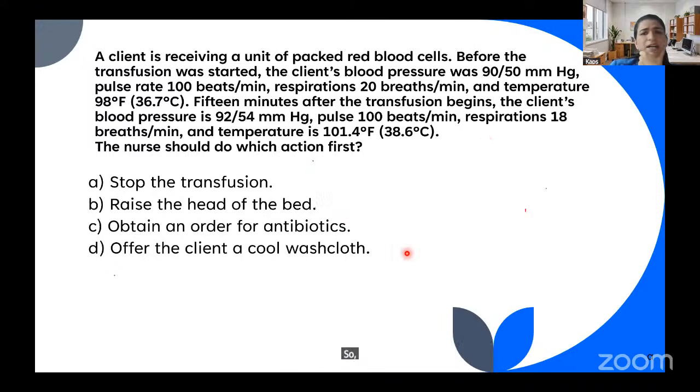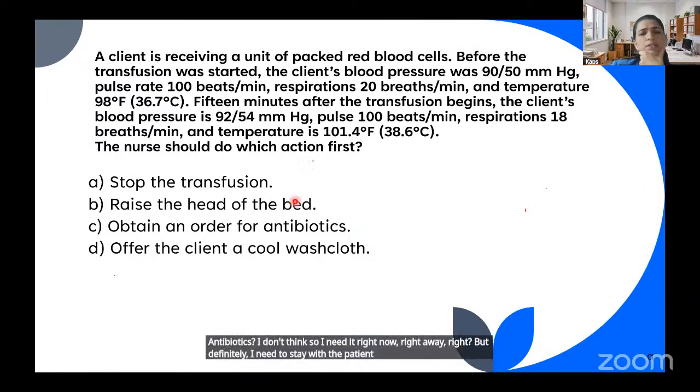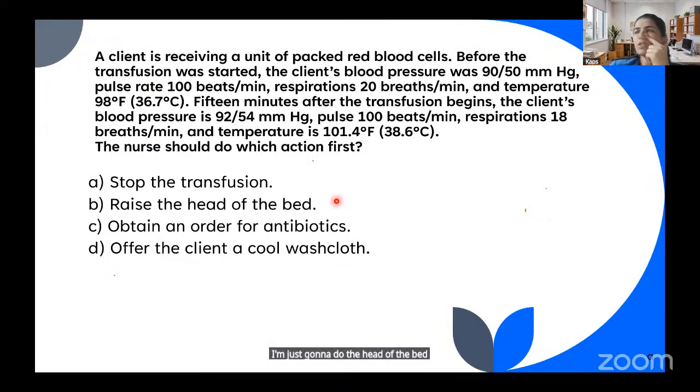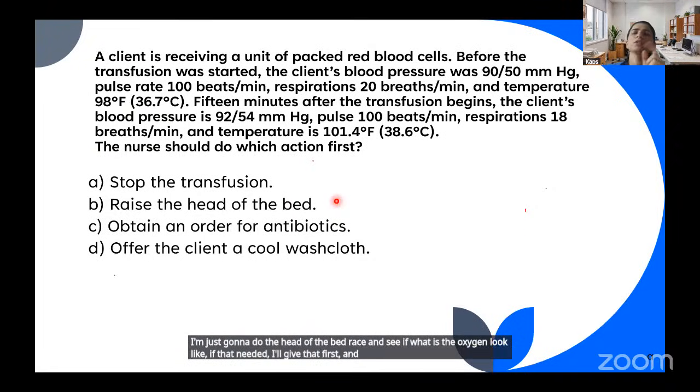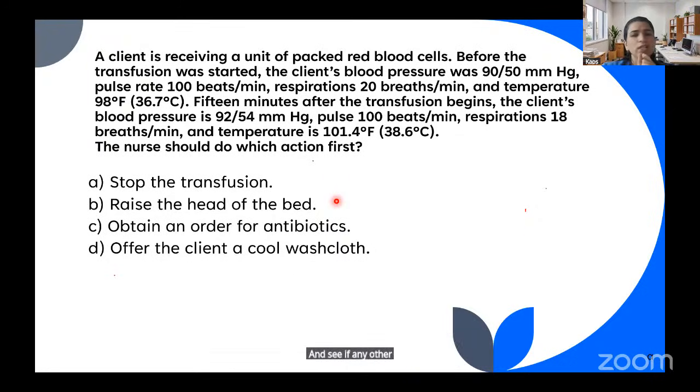So after that, antibiotics, I don't think I need it right now, right away. But definitely I need to stay with the patient, and I would say look at the other reaction signs. I'm just going to raise the head of the bed and see what the oxygen looks like. If that's needed, I'll give that first, and then I'm going to check the whole body at that time and see if there are any other signs of reaction or not.